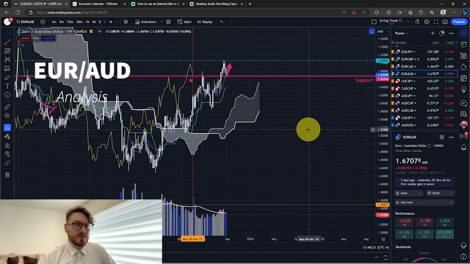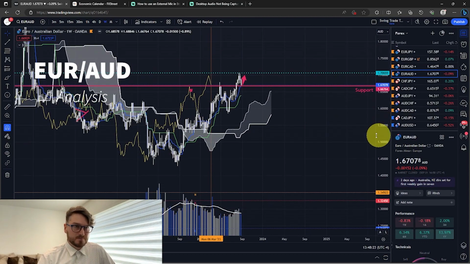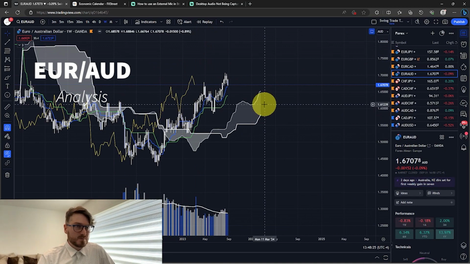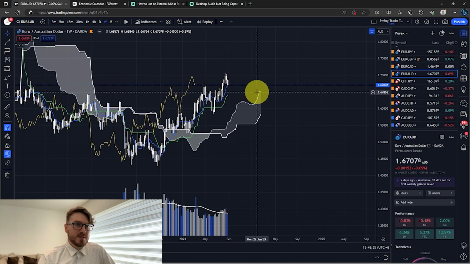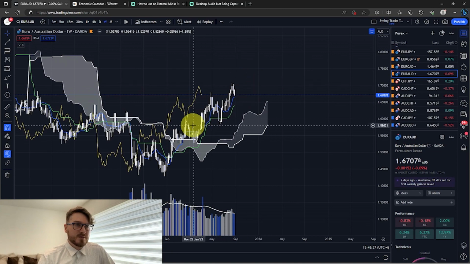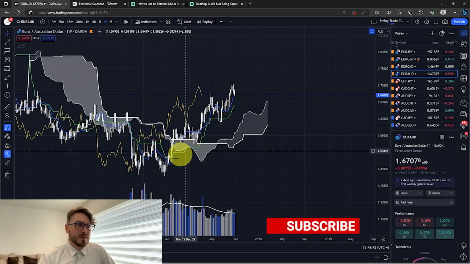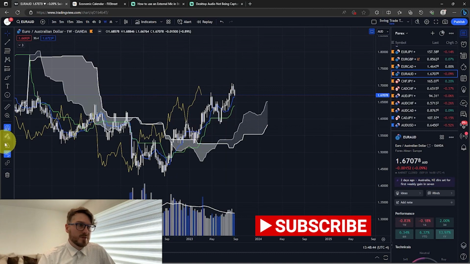Okay, we're on Euro AUD. Now, overall, this is bullish. Price is just right now retracing back down to this flat Tenkan-sen. But the Kijun-sen's pointing up, Senko span A and B are both pointing up. So this is a pretty nice trend on the weekly so far. And we've had price supported on this trend line here.